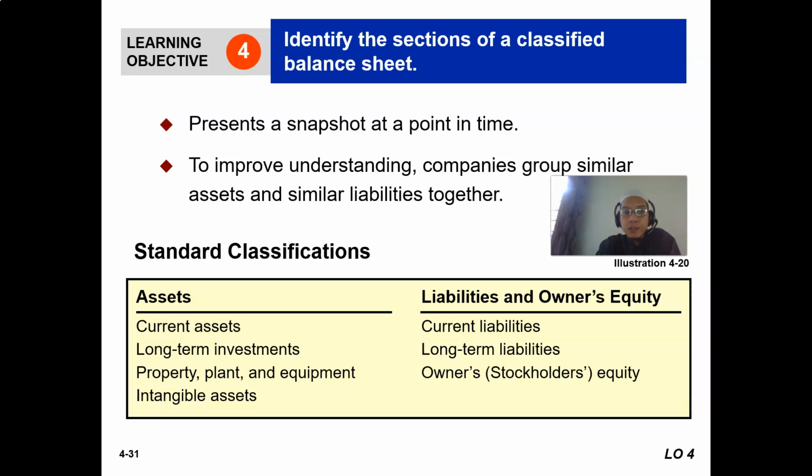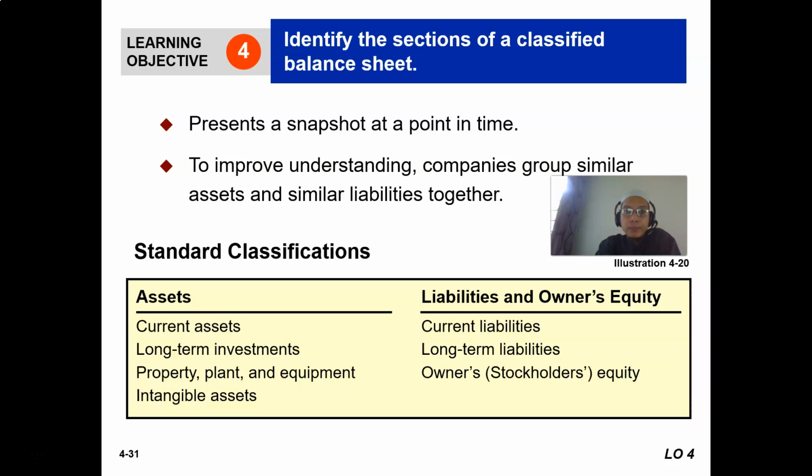In this part, we'll be looking into the classified balance sheet. Okay, we have looked into the balance sheet. We've understood that the balance sheet will show three main components of the accounting equation: the asset, the liability, and the owner's equity. All right.